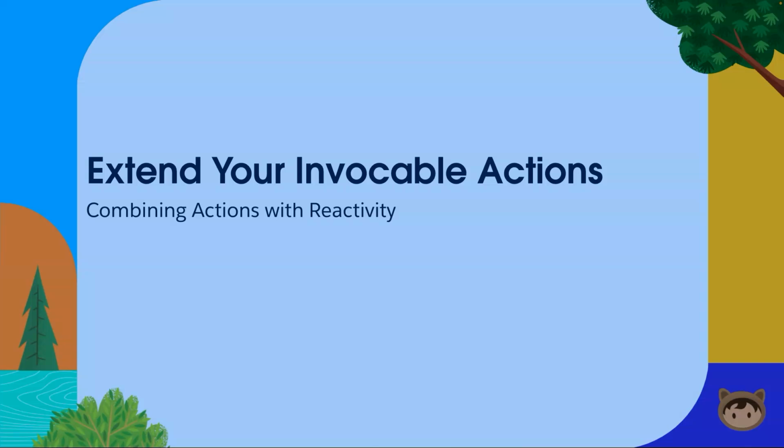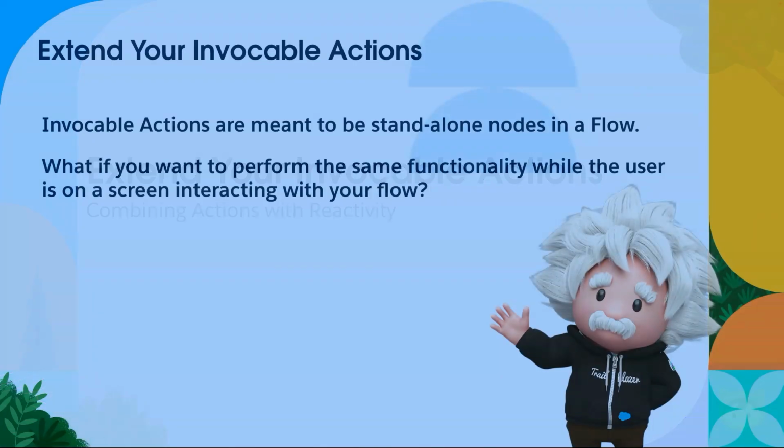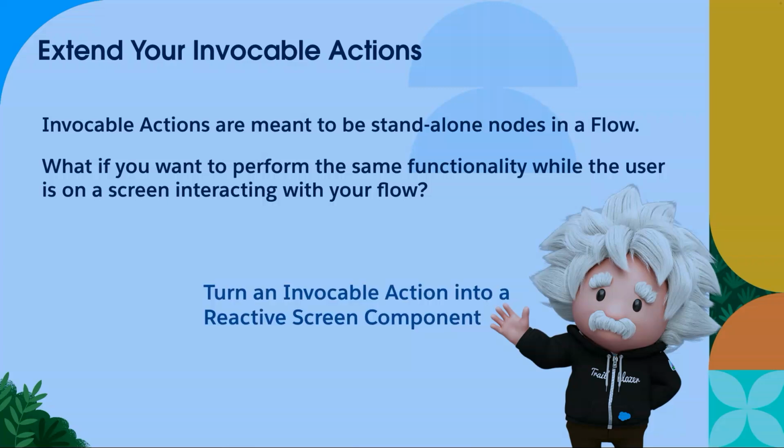Thank you, Adam. So, extending your invocable actions with flow screen reactivity. Basically, invocable actions are meant to be standalone nodes in a flow. But what if you want that same functionality that you're being given in that invocable action, but want that on a flow screen while the user is interacting with the flow? And we can do this by turning that invocable action into a reactive screen component.